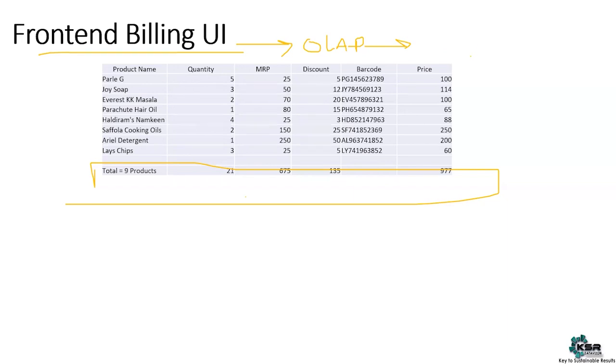So depending on your complete billing, this is all about your OLAP, because your billing manages the complete warehouse, the background warehouse management. Depending on your billing, how many products are purchased, how many products are available in the warehouse. So all that is managed with the help of front-end billing.